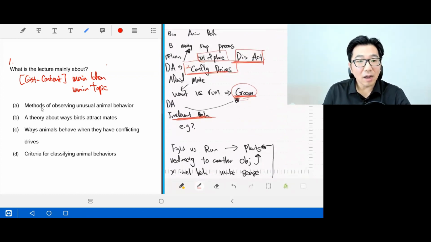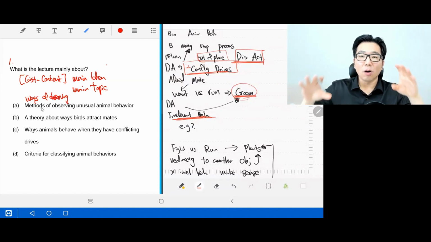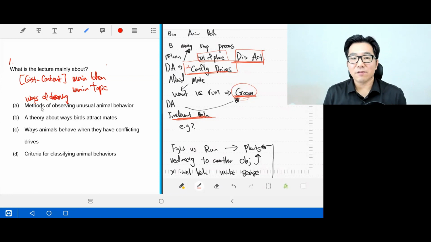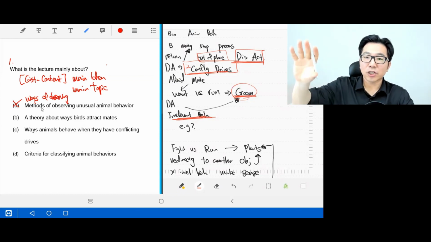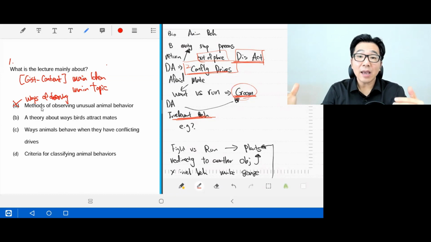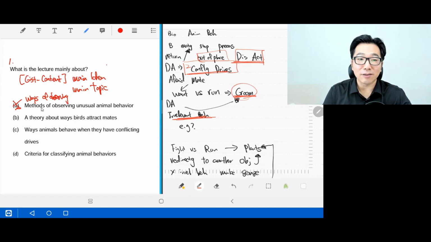A, methods of observing unusual animal behavior. So A is many different ways to observe animals' behavior. So A is completely wrong. For A to be the answer, this passage needs to be like, first, you can look at animals' behavior this way. Second, you can look at animals in a different way. And third way of looking at animals is this way. So A is completely wrong.